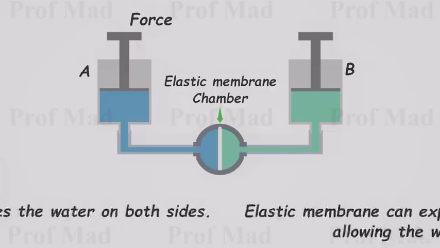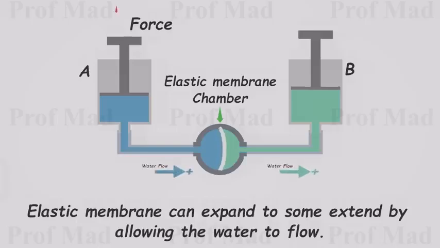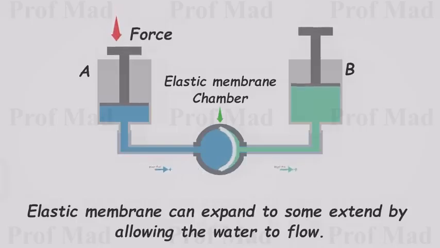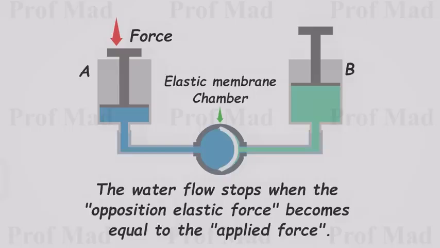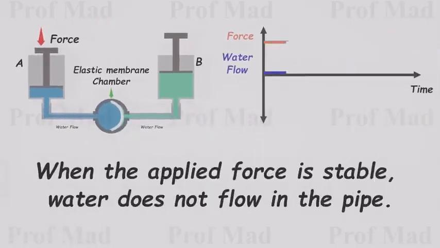However, since it's an elastic membrane, it can expand to a certain extent based on the water pressure difference between the two sides. When we apply a pushing force to piston A, the membrane expands as shown. However, the water flow stops when the opposing elastic force equals the applied force. We can graph the applied force and water flow like this.